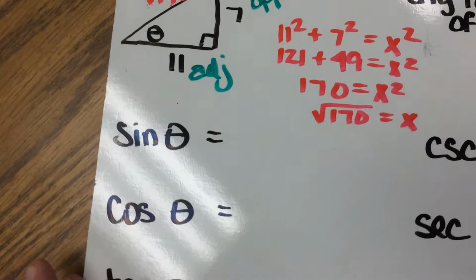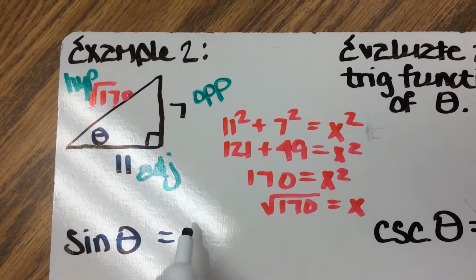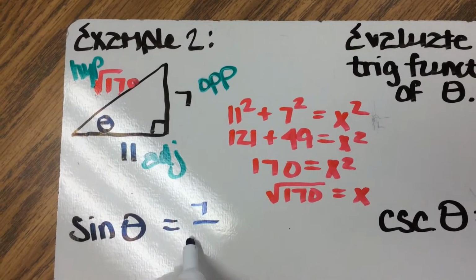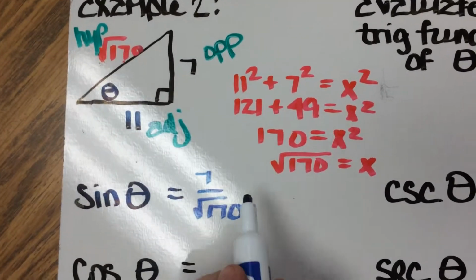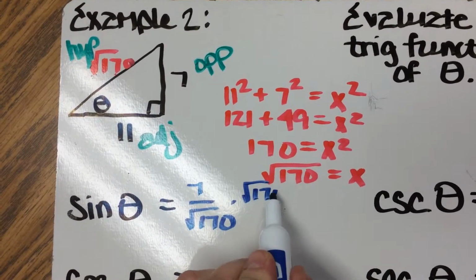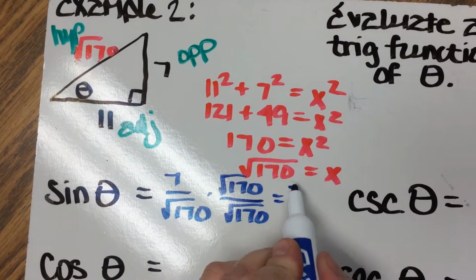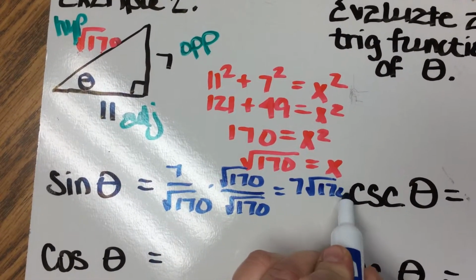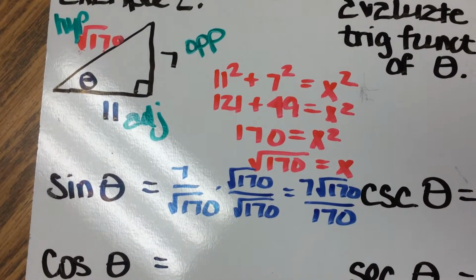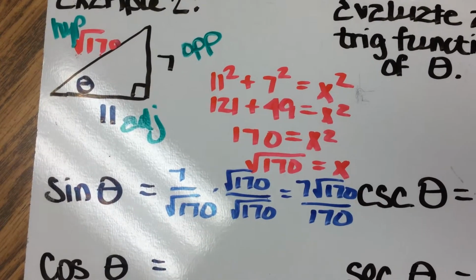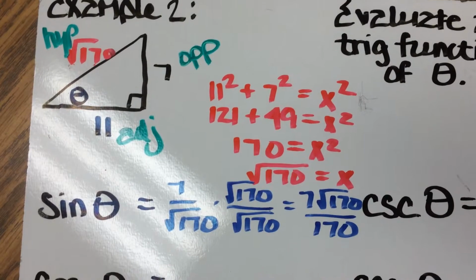Now let's find SOHCAHTOA. Start off with sine. Sine stands for opposite over hypotenuse. So we have 7 over the square root of 170. And of course, you know that we are not allowed to leave a radical in the denominator. So we would need to multiply by the square root of 170 in the numerator and the denominator to get rid of it. I have 7 square root of 170 all over 170. 7 and 170 aren't going to reduce down, so that is what sine theta is going to be for our triangle.